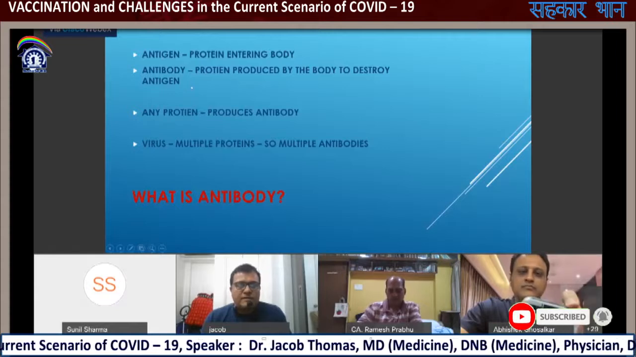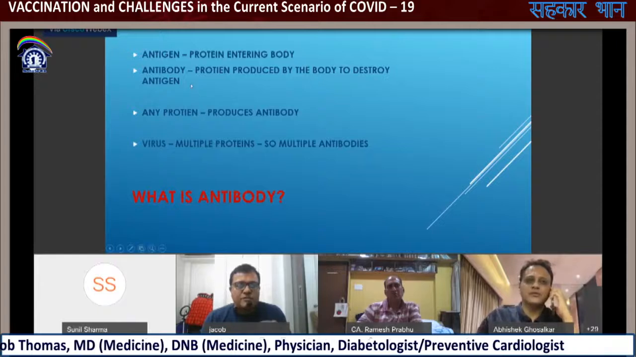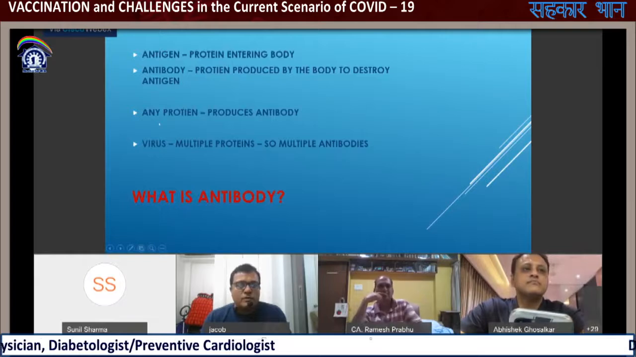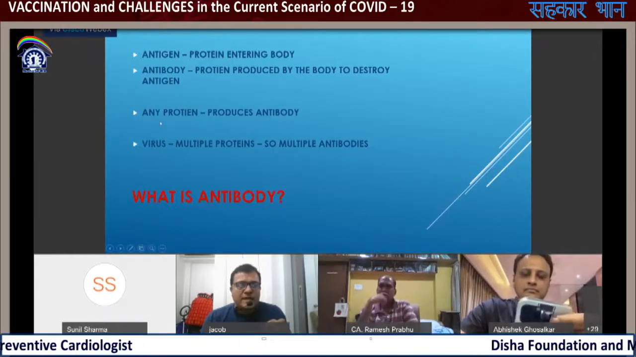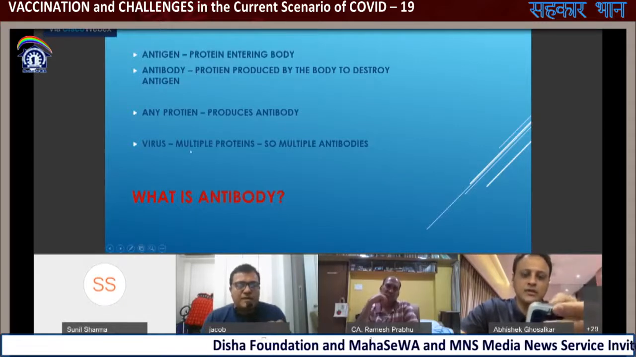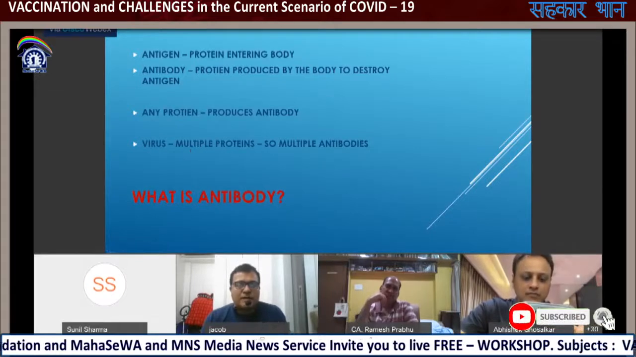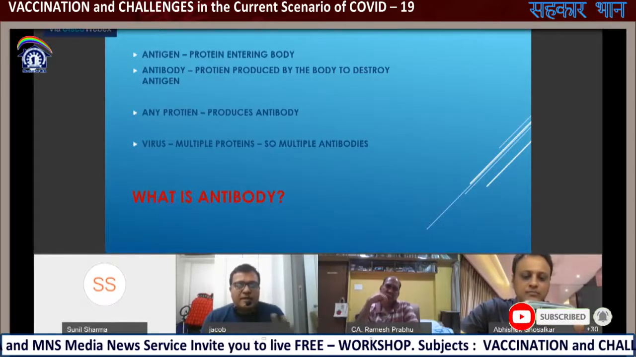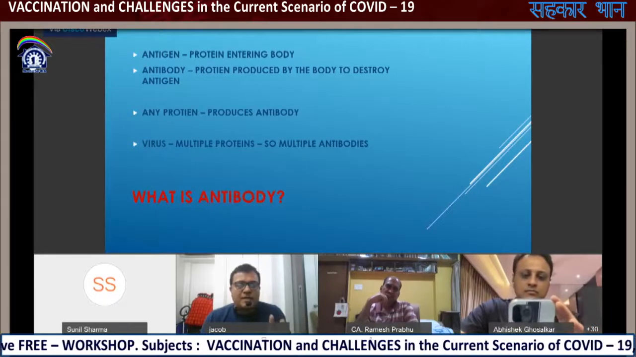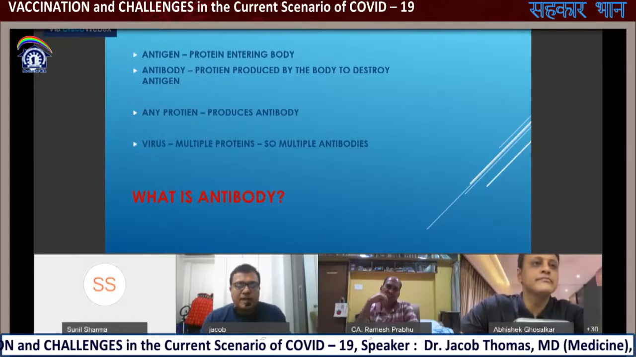And when the protein enters the body, the body produces something to identify that antigen and destroy that antigen. And what the body produces is called an antibody. So just be aware that any protein which enters the body will produce an antibody. And a virus like coronavirus has got multiple proteins, and therefore the body is going to produce multiple antibodies. And of this array of antibodies, some of them will be what is called neutralizing antibodies. That is, that antibody which will actually help in destroying the virus.